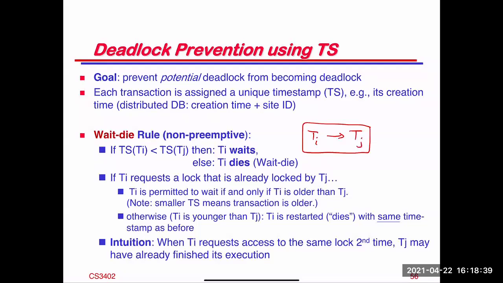So basically, you're going to execute this rule every time that a transaction TI wants to acquire a lock that is held by some transaction TJ. So whenever you have this scenario here, you're just going to apply this rule. So this will always stop a deadlock from happening if you apply this rule.